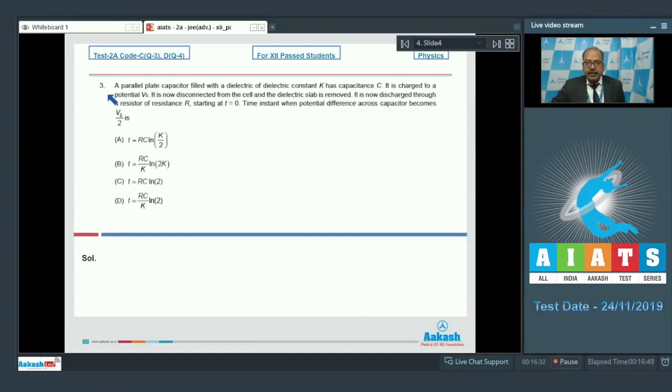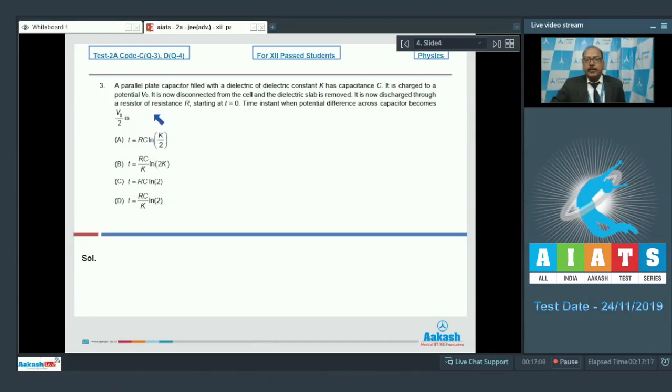Question 3 says, a parallel plate capacitor filled with a dielectric of dielectric constant K has capacitance C. It is charged to a potential V0. It is now disconnected from the cell and the dielectric slab is removed. It is now discharged through a resistor of resistance R starting at t equal to 0. Time instant when potential difference across capacitor becomes V0 by 2 is, we have to find the correct option.